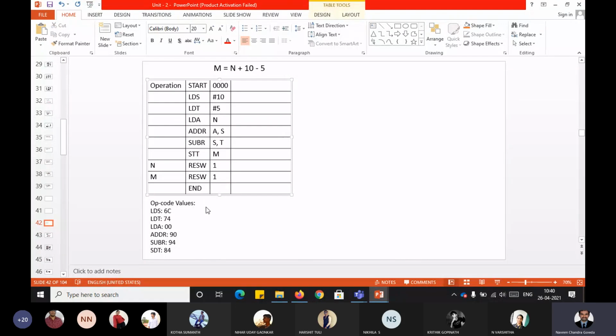Till the end of the instruction, the end of the program, and the opcode values of those mnemonic operation code values are also given, mnemonic symbols. Okay, it is also given. Right now you need to start generating the object code.